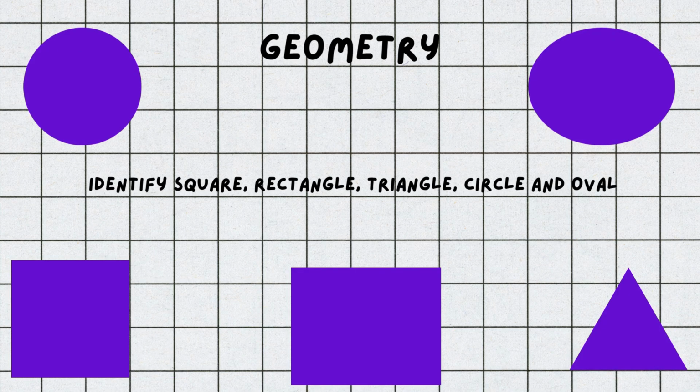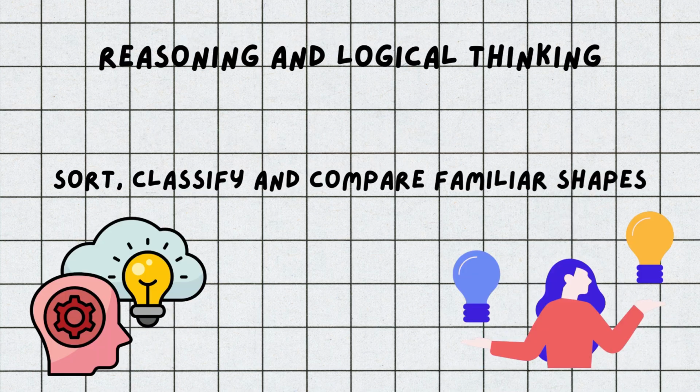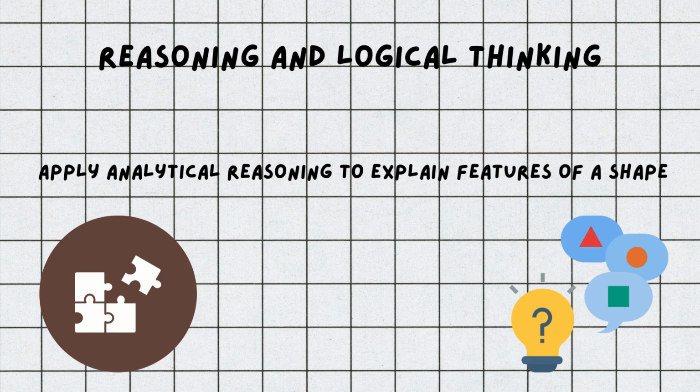Geometry. Identify square, rectangle, triangle, circle, and oval. Information handling. Collect, organize, analyze, display, and interpret data/information. Reasoning and logical thinking. Sort, classify, and compare familiar shapes. Apply analytical reasoning to explain features of a shape.